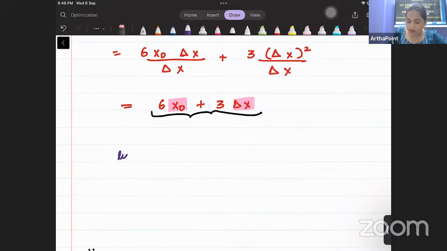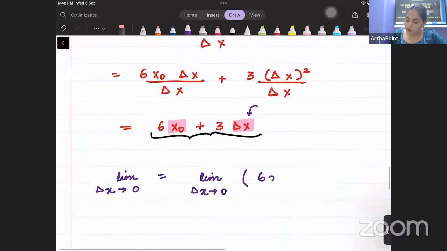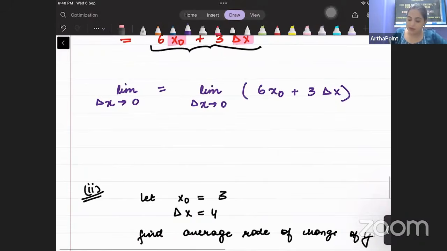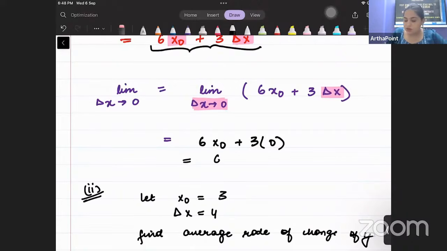So I will go ahead and I will put limit change in x tends to 0. कुछ नहीं करना है इस पूरी केस में. You just have to put this equal to 0. So when you will put limit change in x tends to 0, inside this function 6x naught plus 3 change in x, what will you get, beta? सिर्फ यही तो 0 आ रहा है, so I just have to plug 0 here ना, तो put कर दो. This will be 6x naught plus 3 into 0. This will be 6x naught.